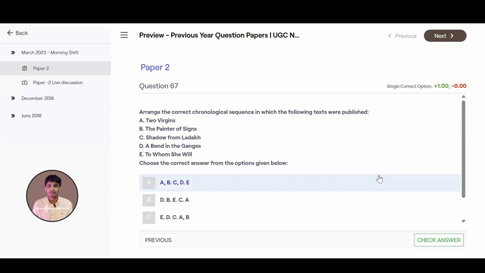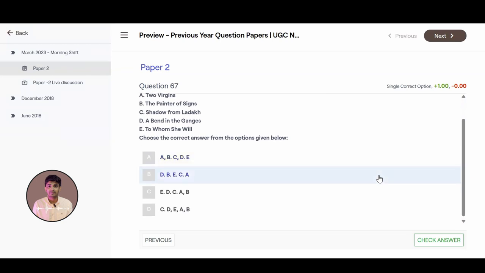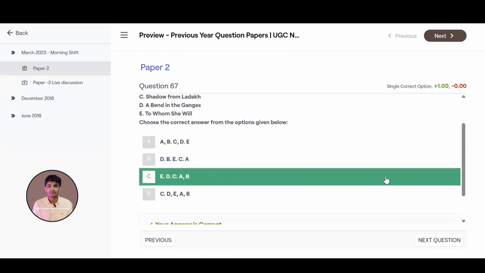Arrange the correct chronological sequence in which the following texts were published. Two Virgins, The Painter of Signs, Shadow from Ladakh, A Bend in the Ganges, To Whom She Will. 67th question, and you have to arrange this in chronological order. Not that easy to arrange this, but anybody guess? The answer is, let's go with C. C is the right answer.